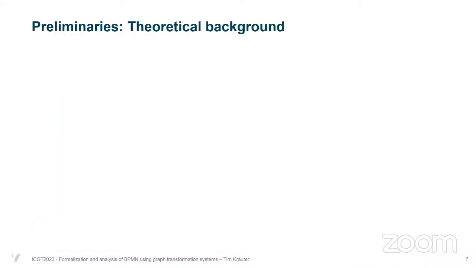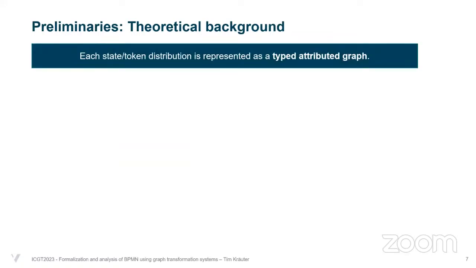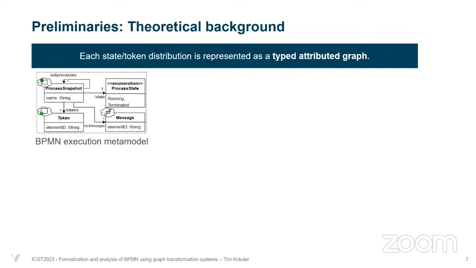And the theoretical background which is used, which basically you guys have developed in the years behind, is that each state or each token distribution is represented as a typed attributed graph, typed in the BPMN meta model we've seen, and with attributes, as we'll see later. We also have types and the element IDs recorded, but we also need attributes. So how we represent the state: we represent one instance of these tokens flowing through the diagram.